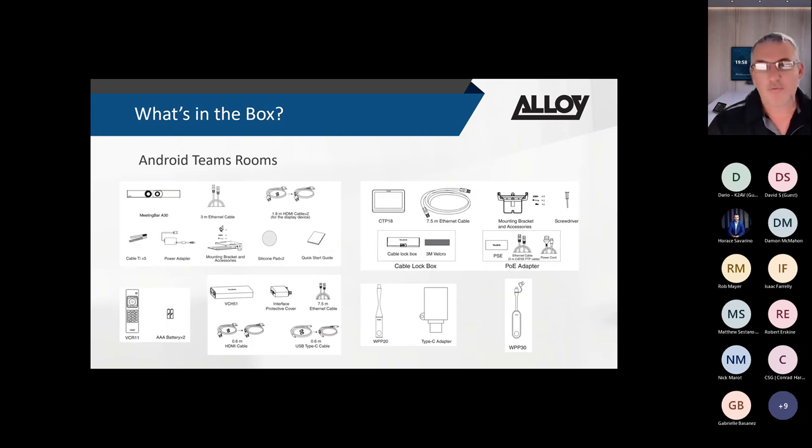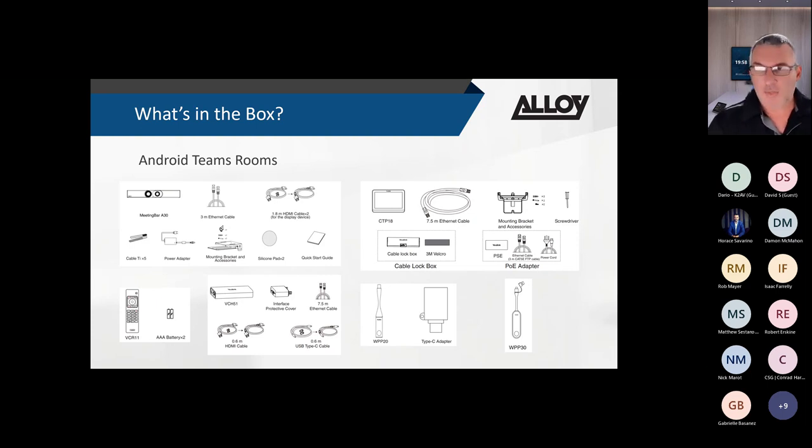Okay, same with the Android-based devices. Everything you need is included with the kit. Now, as you're probably aware, the Android devices come in different flavors. So it might be the A10, A20, or A30 Android bar, but then it might also be a kit, whether only a remote control, or it might be with the CTP18, might be with the VCH51, might be with the WPP30. So I've added all these options here on the screen for you.